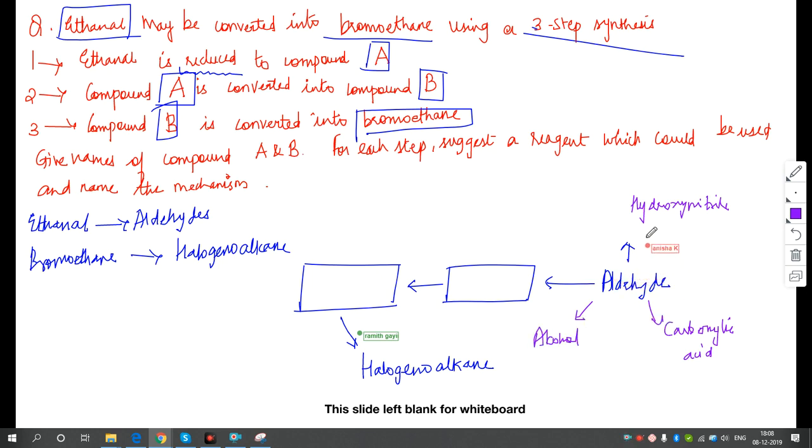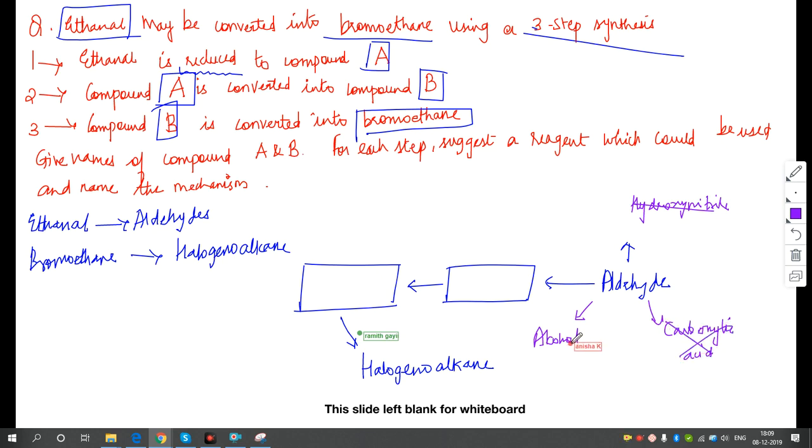Okay, these are my options. Let me check. Hydroxynitrile, if it is getting reduced, I am not going to get a ketone, right? So this option is gone. Carboxylic acid, when I reduce it, I will be getting an ester. But if I convert the ester, I won't be getting a halogenoalkane because none of my arrows is giving me a halogenoalkane. So this option is dropped.